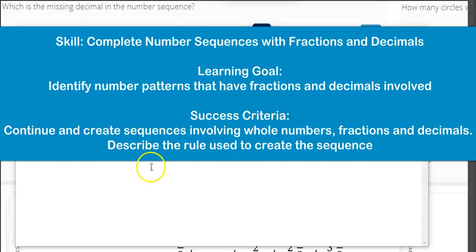In this skill, we'll be looking at completing number sequences with fractions and decimals. The learning goal for this skill is to be able to identify number patterns that have fractions and decimals involved. The success criteria is to continue and create sequences involving whole numbers, fractions, and decimals. And we also should be able to describe the rule used to create the sequence.